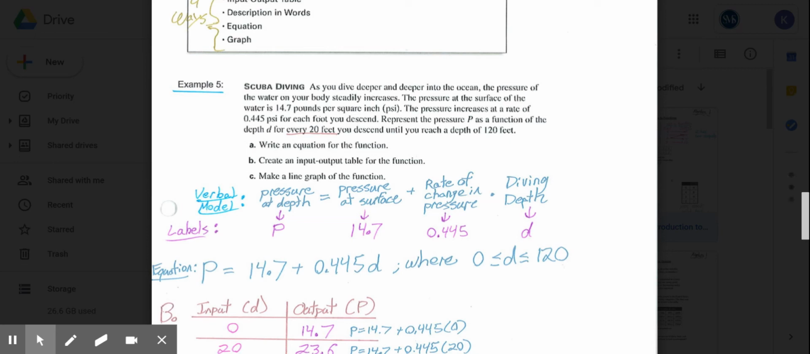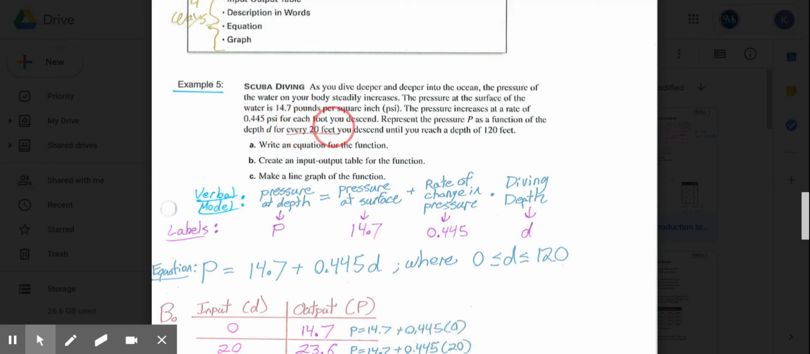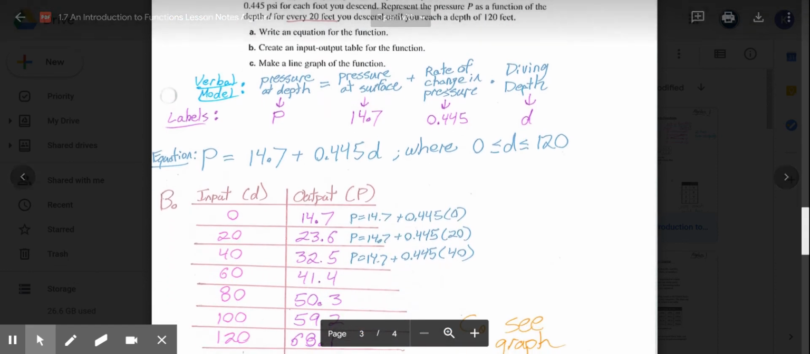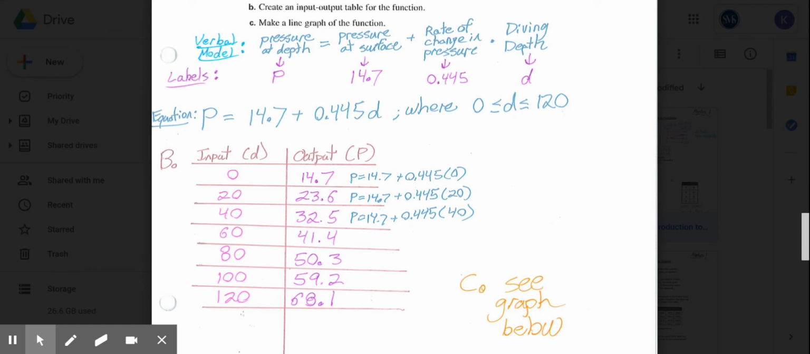Then for the input-output table, they tell us what numbers to put in for our input. They do that by saying for every 20 feet we descend. So our input is the letter D, or our depth, to get our output of P. So in our input-output table, D is the input, P is the output. Because they said for every 20 feet, I made my inputs from 0 to 120 going by 20s. So we have an input of 0, 20, 40, 60, 80, 100, 120.